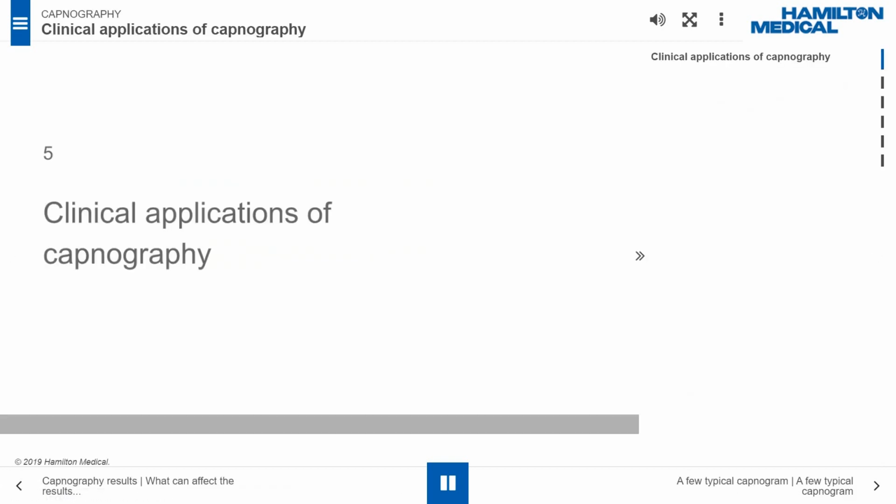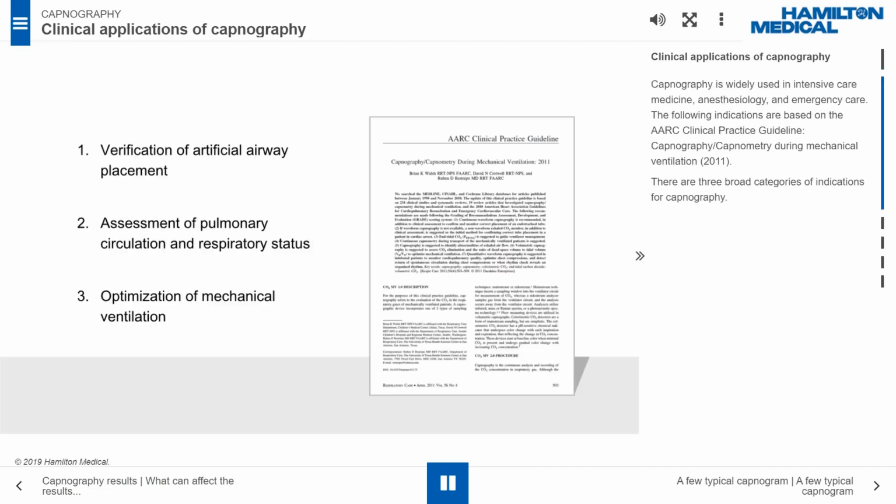Clinical applications of capnography. Capnography is widely used in intensive care medicine, anesthesiology, and emergency care. The following indications are based on the AARC Clinical Practice Guideline, Capnography/Capnometry during mechanical ventilation. There are 3 broad categories of indications for capnography.